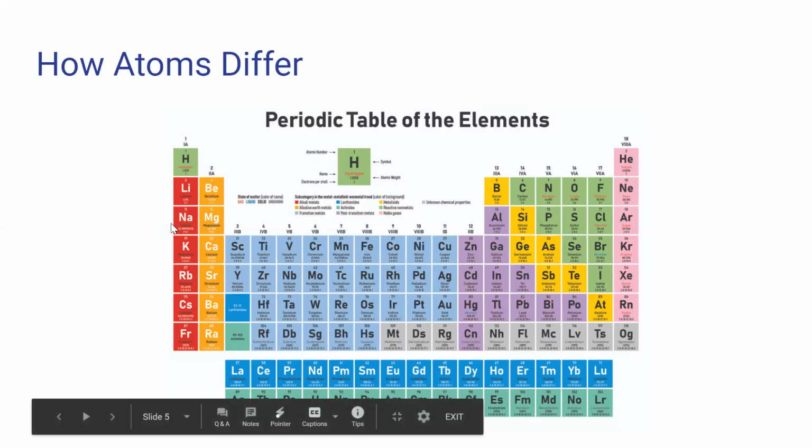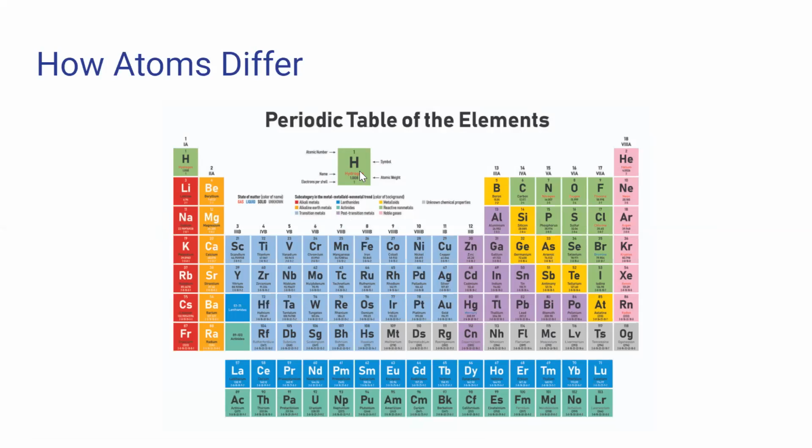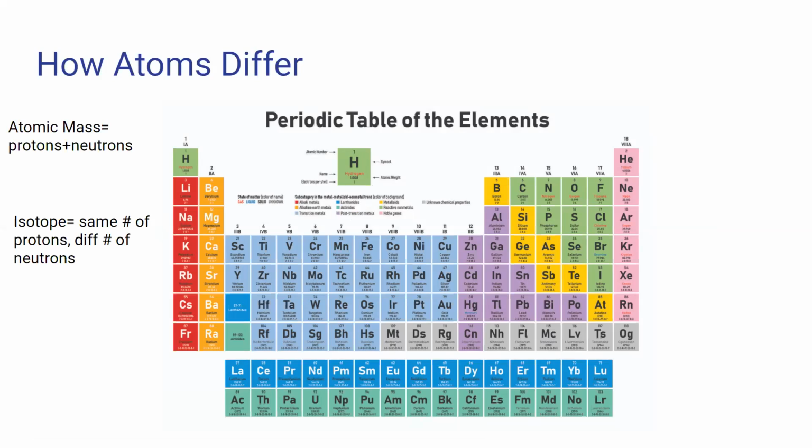So we have a very small periodic table here, but they are organized by the atomic number up here, if you look at hydrogen over here, and the atomic weight, which is, atomic mass is protons plus neutrons. And then if we look at isotopes, it's an element with the same number of protons but a different number of neutrons. And I'm telling you what an isotope is because atomic mass is not only protons plus neutrons, it's the weighted average of the masses from its isotopes.